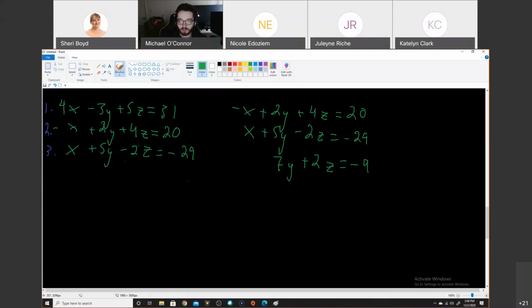And then the other 2x2 equation I'm going to find is by doing elimination for x on the first and second equation. The way I'm going to do that is I'm just going to keep this first equation the same, and then I'm going to multiply the second equation by 4 so that the x's cancel out.